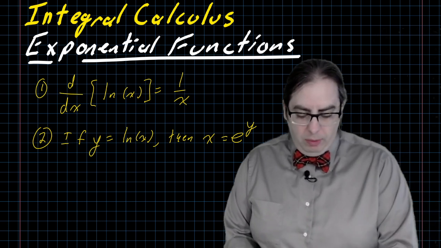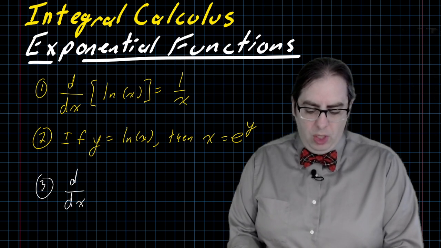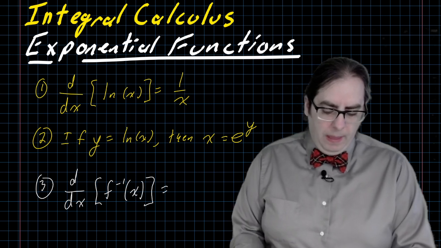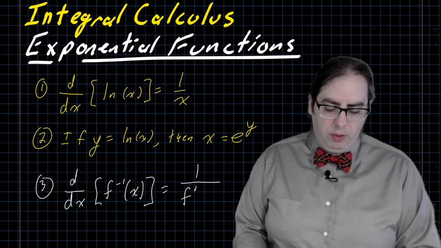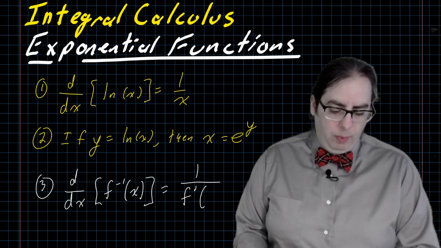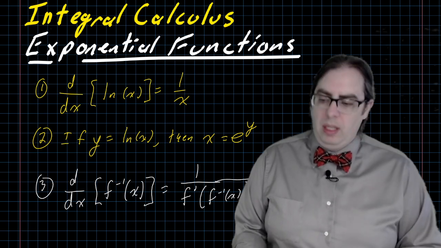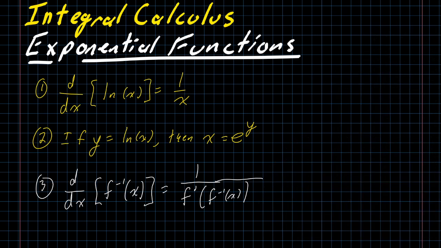And then the third thing we've established is that for any invertible functions, the derivative of the inverse is 1 over the derivative of the original function evaluated at the point of the inverse. Running out of space here. I guess I should get my head out of the way so that we can start using these things.